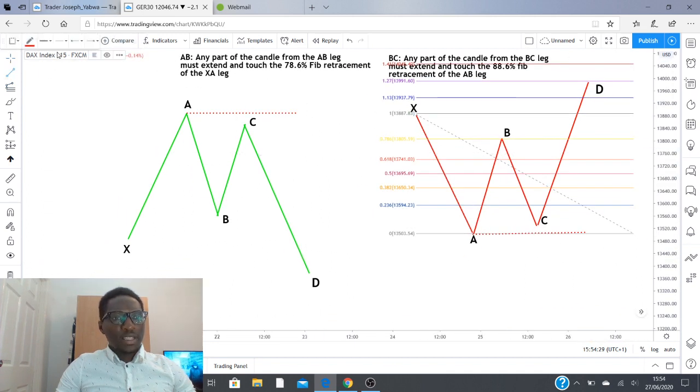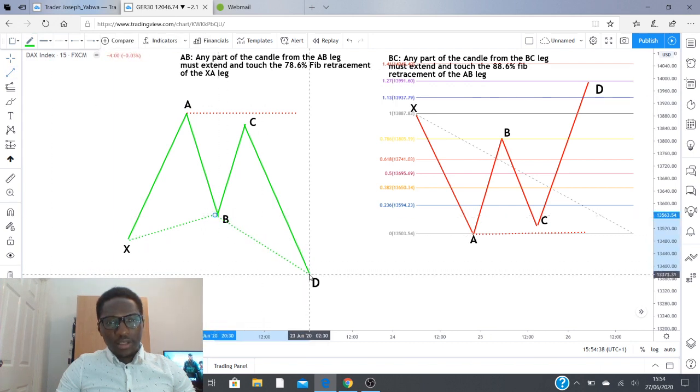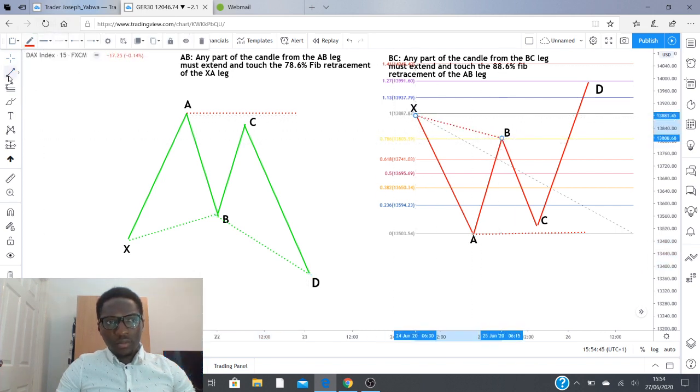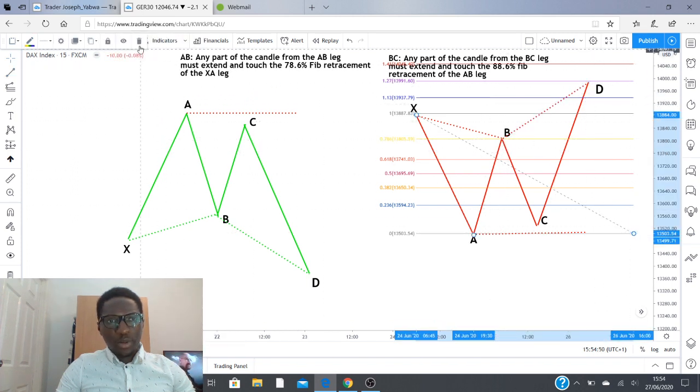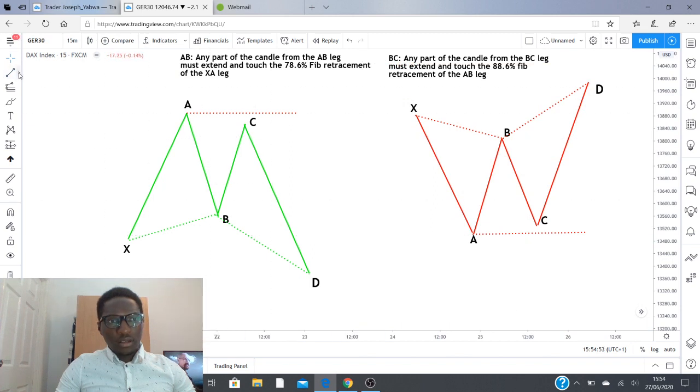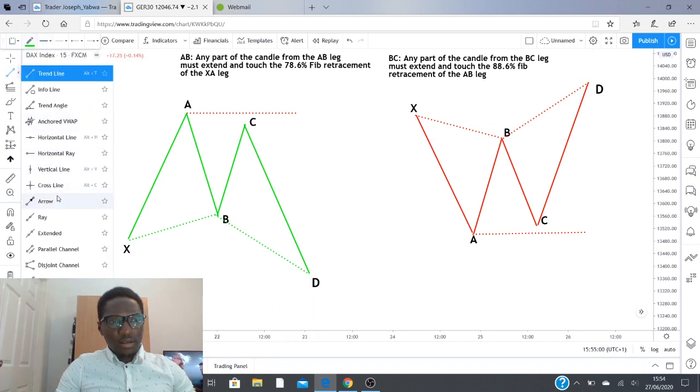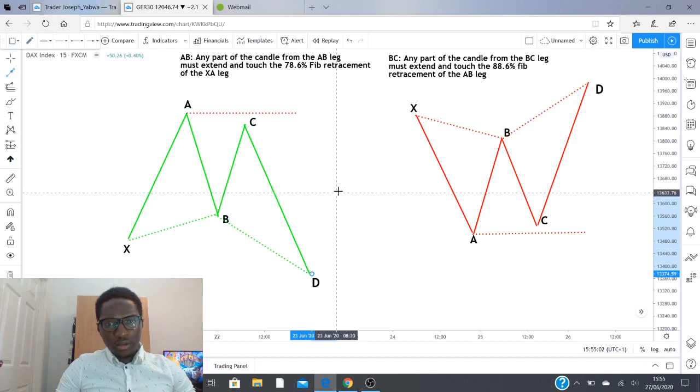So now let's complete the advanced pattern. There, you've got your completed advanced pattern, and let's complete the bearish one as well. Now once the advanced pattern is complete, what you would expect when it comes to the bullish advanced pattern is that the market will rally from this point onwards.